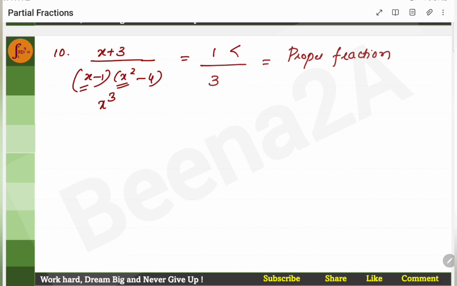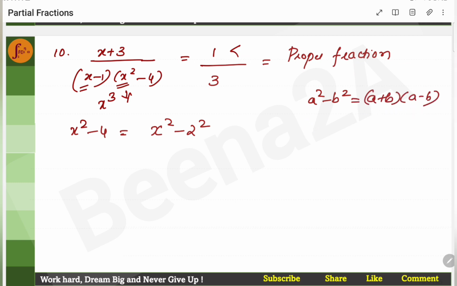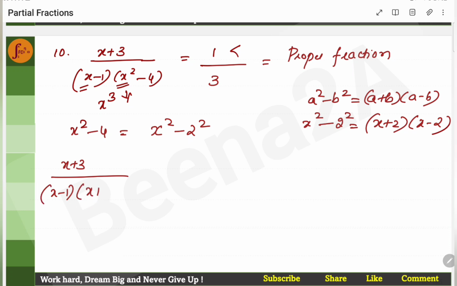Now here again I can't have x square in the denominator. So what I'll do, I can write x square minus 4 as x square minus 2 square, right? And then I can use the formula a square minus b square is equal to a plus b into a minus b. Here instead of a I have x, instead of b I have 2. So I'll write it as x plus 2 into x minus 2. So I'll write this entire expression as x minus 1 over x plus 2 into x minus 2.